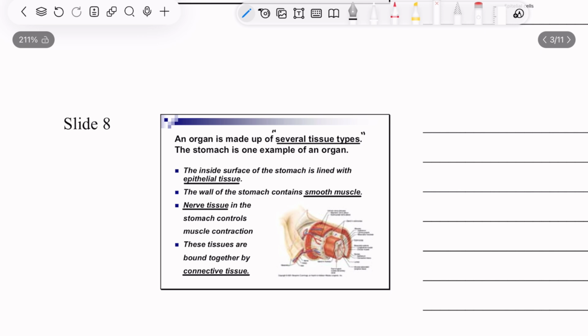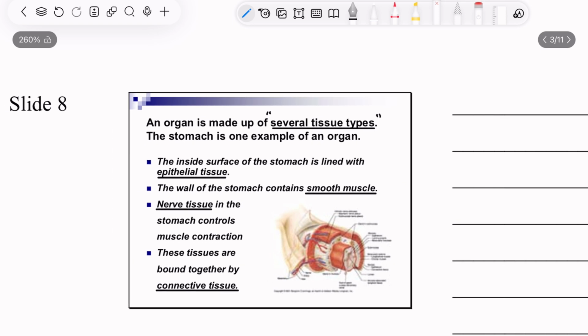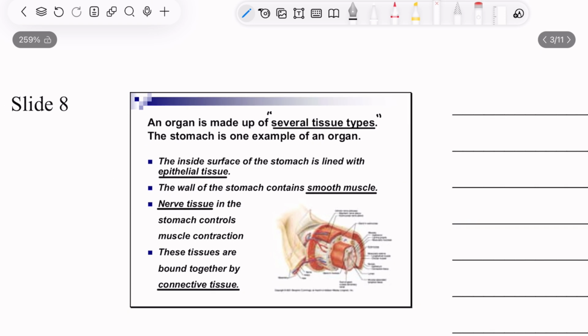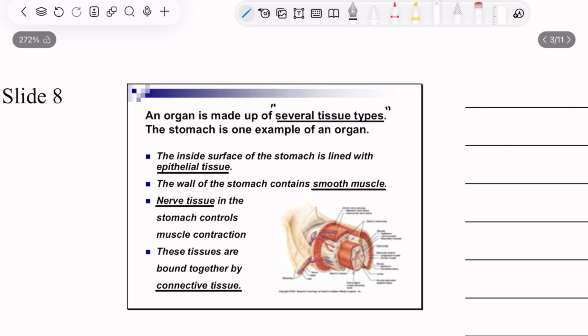An organ is made up of several tissue types. The stomach is one example of an organ, and that's because it has all four components of tissues, which are again muscle, which is the smooth muscle, epithelial, nervous, and connective. Now, with epithelial, the inside surface of the stomach is lined with epithelial tissue. That's one. The wall of the stomach contains smooth muscles, and that's two. The nerve tissue in the stomach controls the muscle contraction, and that's three. And finally, these tissues are bound together by the connective tissue, and that's four.